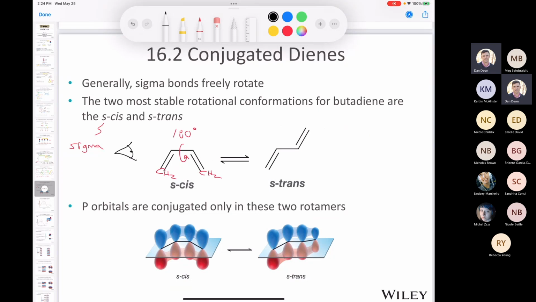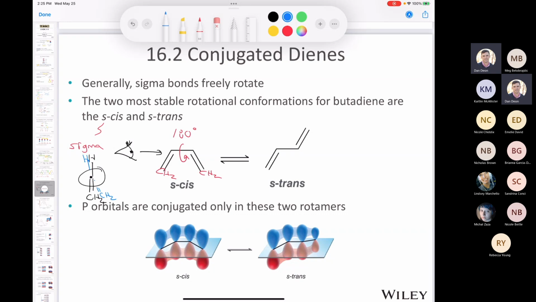If your eyeball was looking down this carbon-carbon axis, and you were to draw a Newman projection, you have one double bond coming down like this, and then the carbon-carbon bond, and then a hydrogen coming up like this. And then in the back, you'd also have another methylene coming down like this, and you also have another hydrogen going up like this.